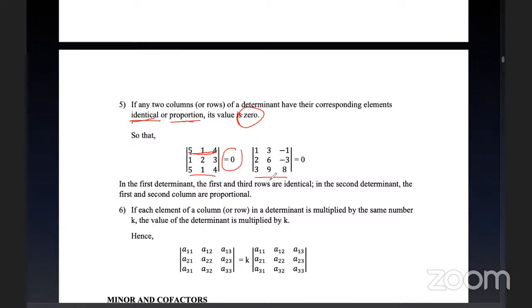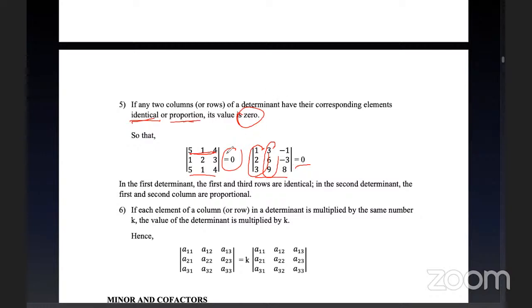Itong second naman natin na determinant, yung elements na nasa first column, and then yung elements na nasa second column, actually they're proportional, no? Kasi common factor nitong second column natin is 3. If you divide the entire column 2 by 3, so magiging 1, 2, 3. So dahil dyan, dahil proportional, so 0 yung value ng determinant na to.